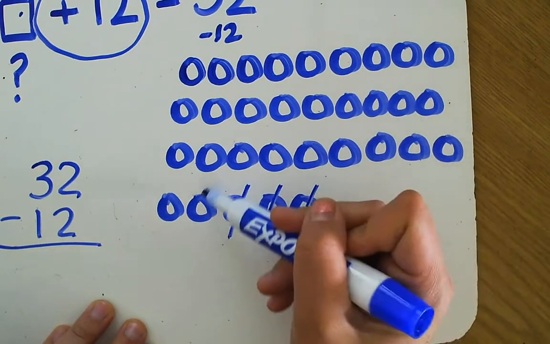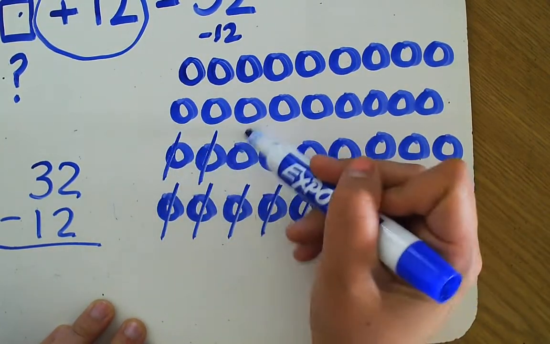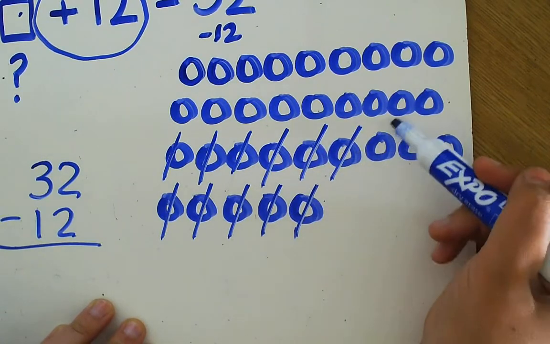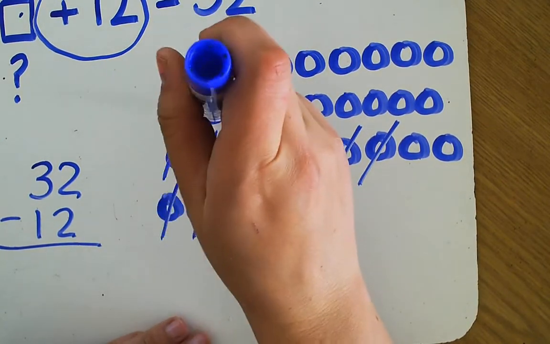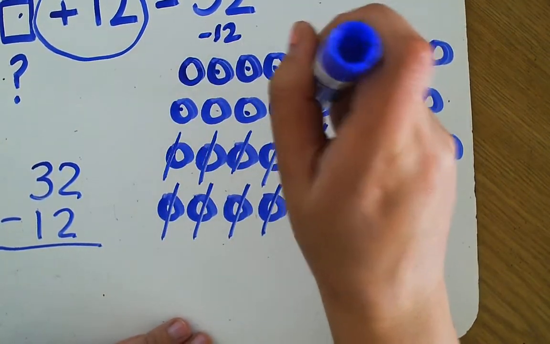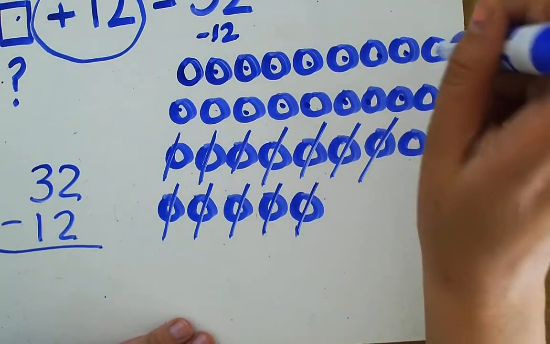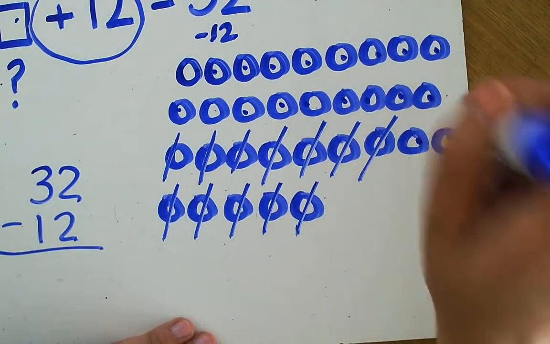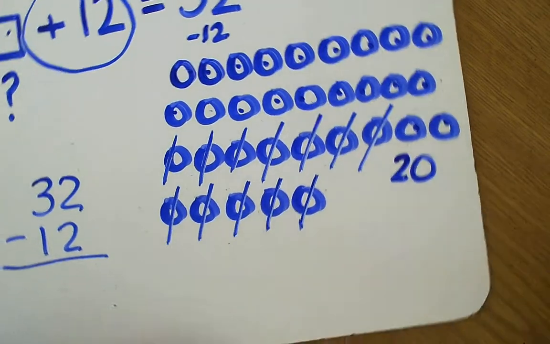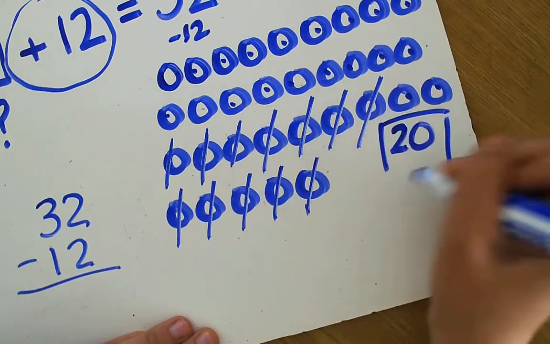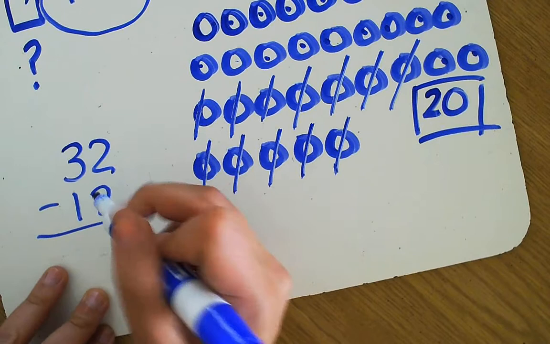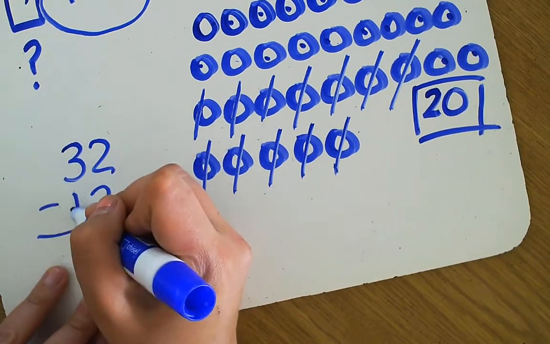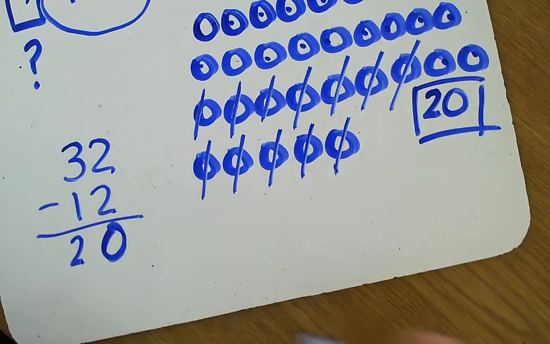So 1, 2, 3, 4, 5, 6, 7, 8, 9, 10, 11, 12. So I took away 12. In theory, whatever I have left should be my unknown. 1, 2, 3, 4, 5, 6, 7, 8, 9, 10, 11, 12, 13, 14, 15, 16, 17, 18, 19, 20. So I have 20 counters after I took those 12 away. Let's double check that my math is right. 2 minus 2 equals 0. 3 minus 1 equals 2.